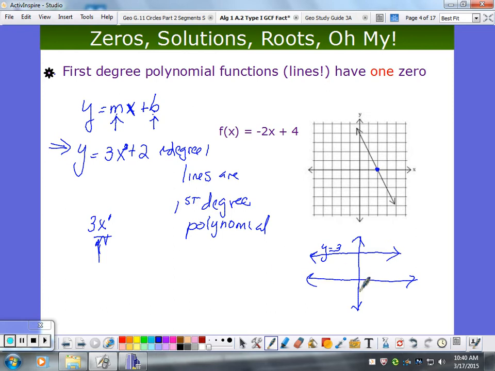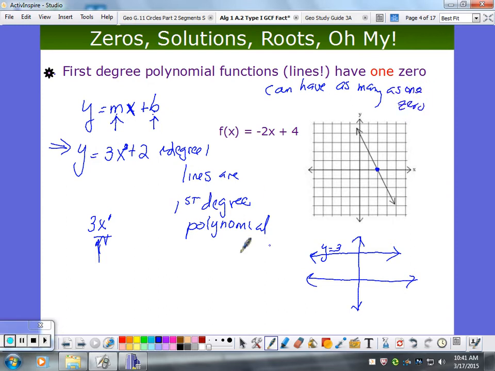Virtual gold star for you, my friend. That was a beautiful answer. Will this ever cross the x-axis? No. Yeah. Can I think of a way for a line to have 2 zeros? Straight line, right? Actually, when I say it has 1 zero, it can have as many as 1 zero. Sometimes it doesn't have any. So it can have as many as 1 zero, but it could have less.